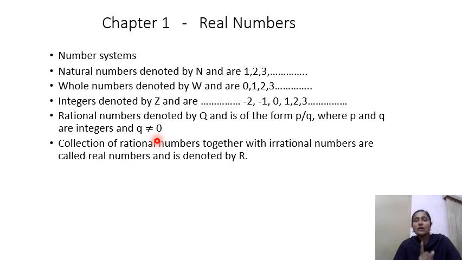Remember that it should not terminate and it should not repeat also, because if repeating numbers are there, they can be converted into the form of p by q. So the condition for irrationality is that the decimal expansion should be non-terminating and non-repeating or non-recurring. The collection of rational numbers together with irrational numbers is called real numbers and is denoted by the letter R.